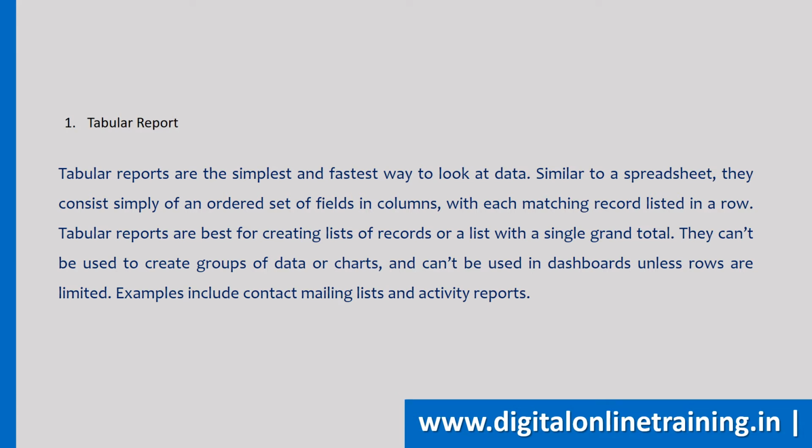Tabular reports are the simplest and fastest way to look at data. Similar to a spreadsheet, they consist simply of an ordered set of fields and columns, with each matching record listed in a row. Tabular reports are best for creating lists of records or a list with a single grand total.